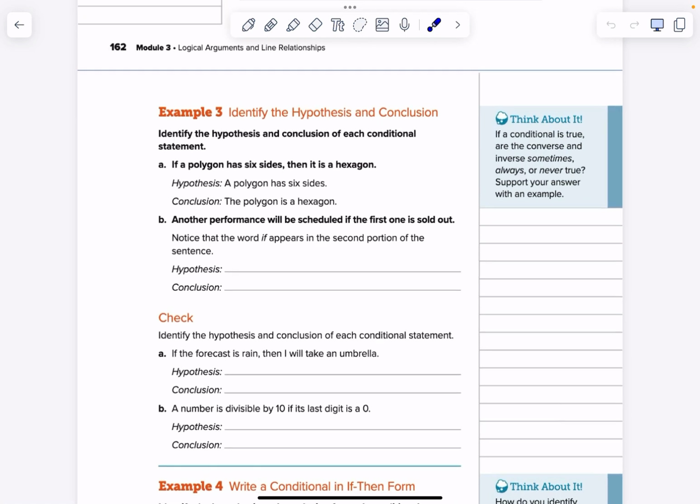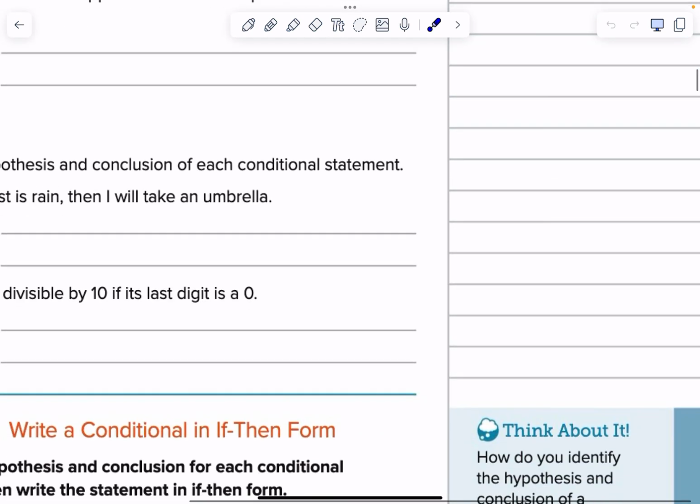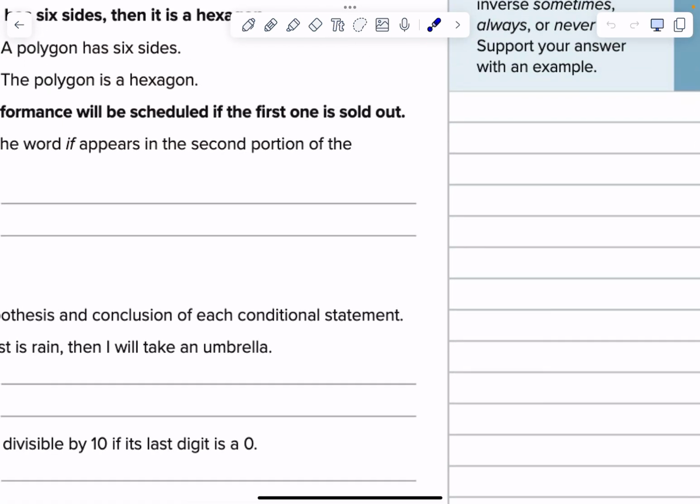So go to 163, and you see this little margin over here? We're going to put this in this margin, because you're going to refer back to it. And I'm going to do it in less words than they do, because they get too wordy, okay?